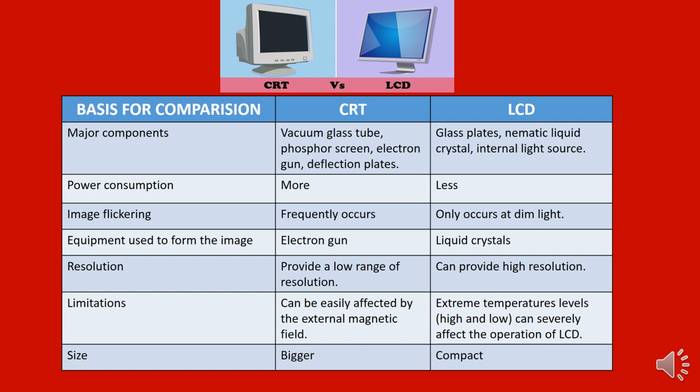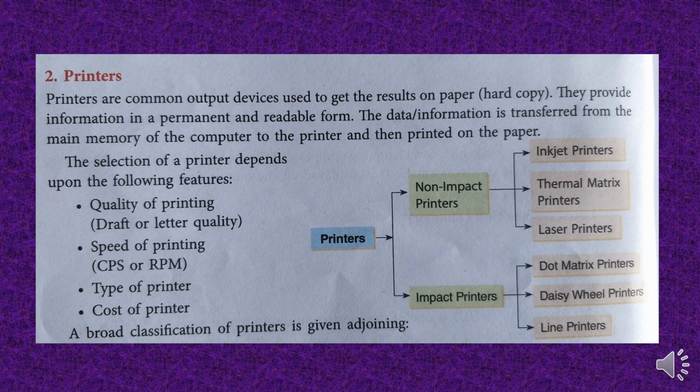Now also the size is one of the big differences, that is, CRT is bigger in comparison to LCD monitors. Now we will talk about the printer, the most common output device, which is used to get results on paper in the form of a hard copy. They provide information in a permanent and readable form.